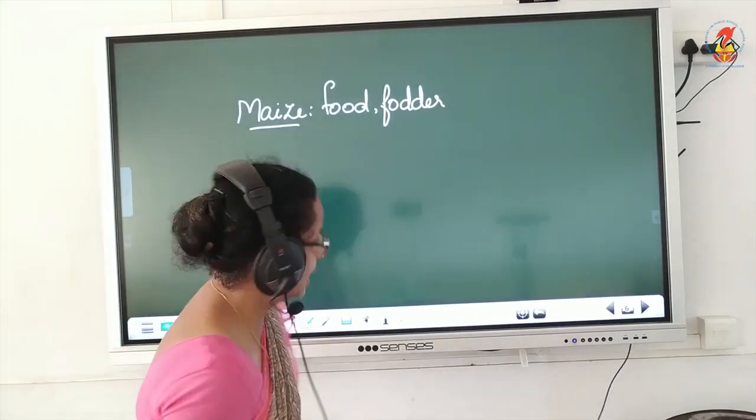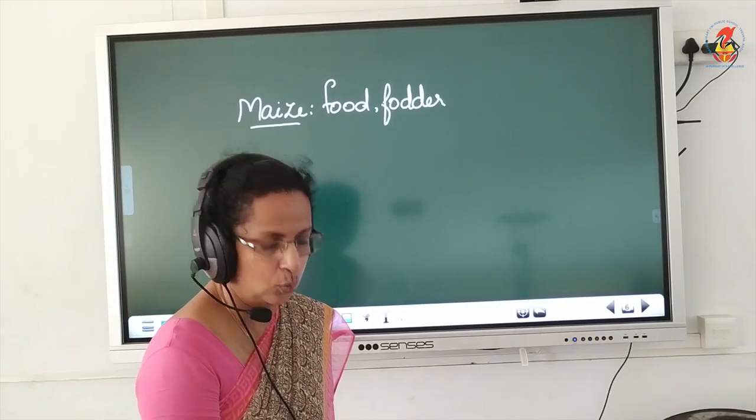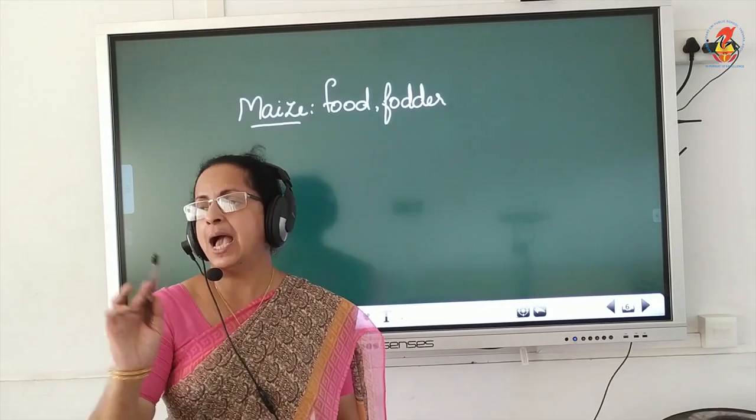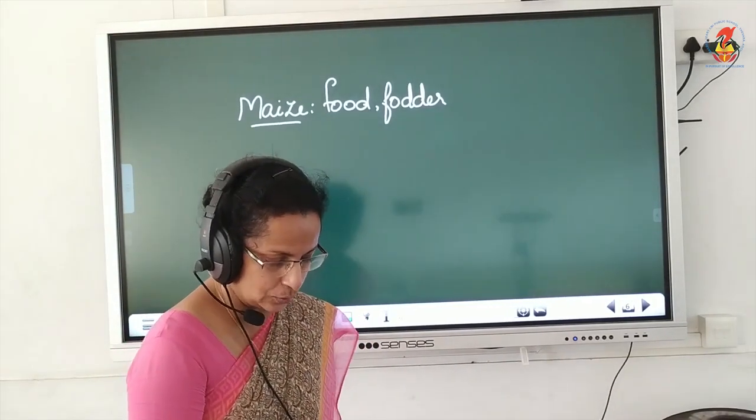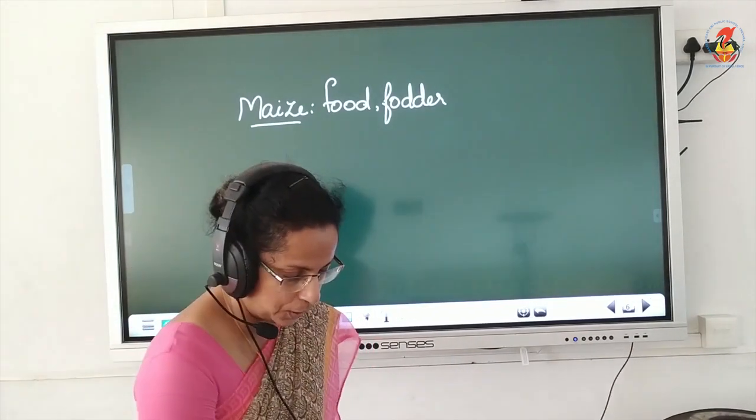The maize is, as I said, a food and fodder crop. It is a kharif crop. It is grown in places where the temperature is between 21 and 27 degrees and it grows well in alluvial soil. So states like Karnataka, Uttar Pradesh and Bihar are good for the growing of maize.